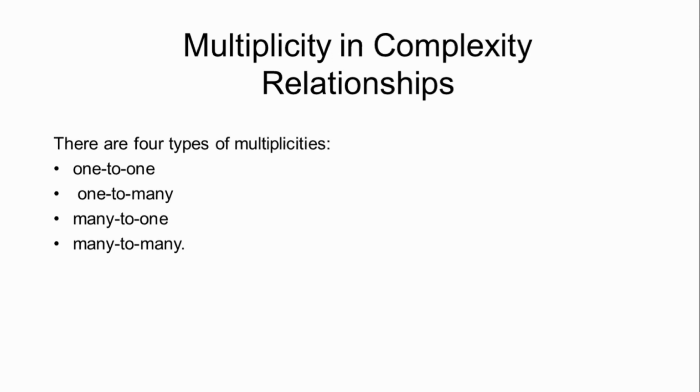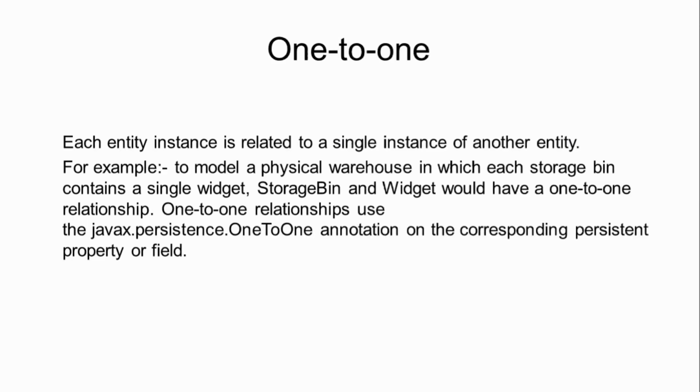Going on to the next topic. Let's start our main topic: multiplicity in complex relationships. There are four types of multiplicities: one to one, one to many, many to one, many to many. Let's explain one to one.